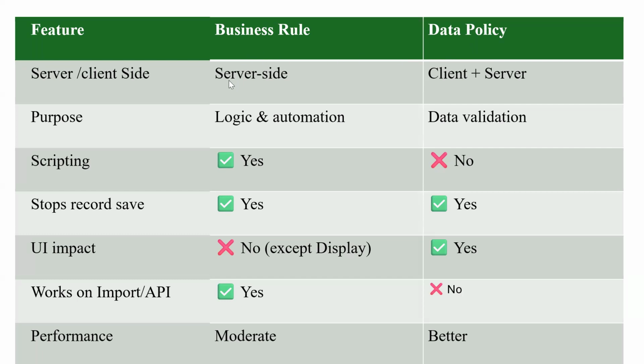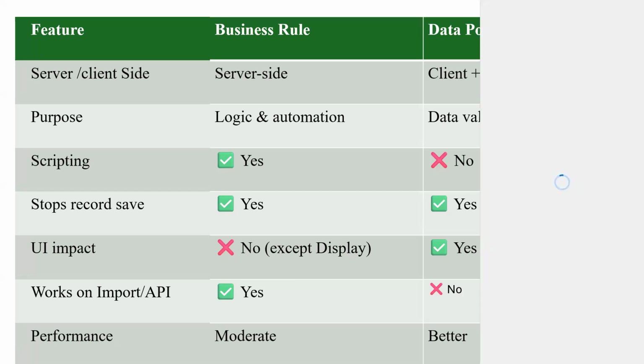Business rules work only on the server side, so they run near the database. For example, after saving an incident, automatically assign it. That is a business rule. Coming to data policy, it works on both the client side and the server side, directly on the form and database. For example, show a mandatory field immediately on the form. That's a data policy.